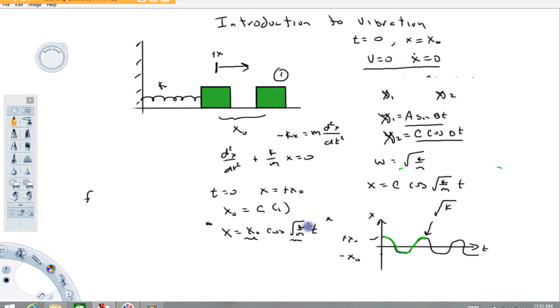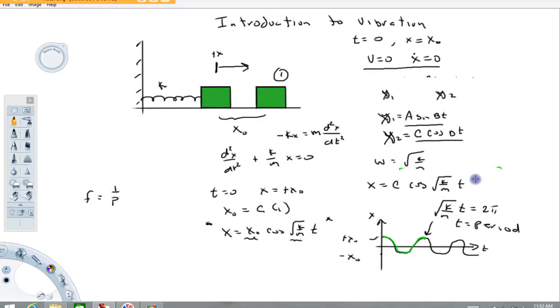this root k over m times t would have to equal 2 pi. And then we can solve this for t. And you're going to get 2 pi over this guy. This t is a very special t. It's called the period. It's the time to complete one cycle. Now, the period is the time to complete one cycle. The frequency is the number of cycles per second. The relationship between the frequency and the period is the frequency is 1 over the period.